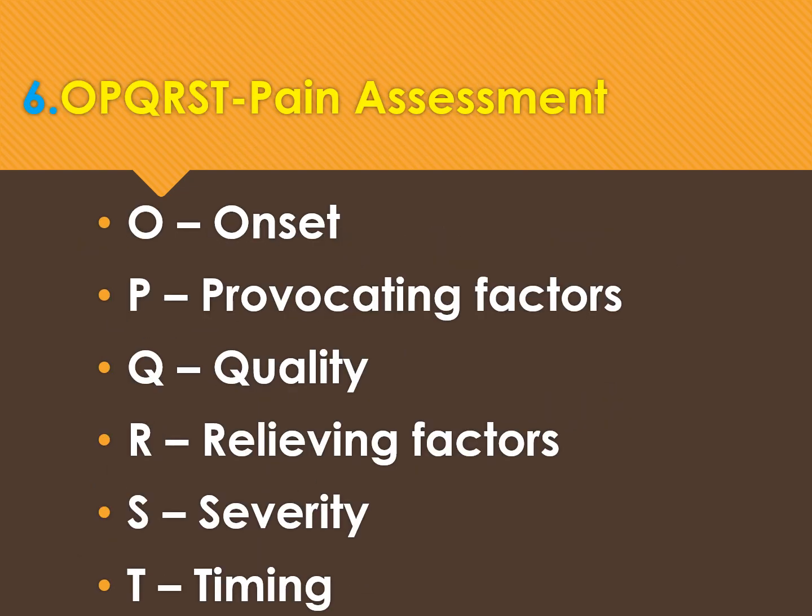So DAPRE just now we have seen. The sixth one is the mnemonic for pain assessment. In physiotherapy we are assessing the pain, which is very crucial, and the mnemonic is OPQRST. So it is a quick method for the pain assessment, where O stands for onset, P stands for provocating factor, Q stands for quality, R stands for relieving factor, S stands for severity, and T stands for timing.